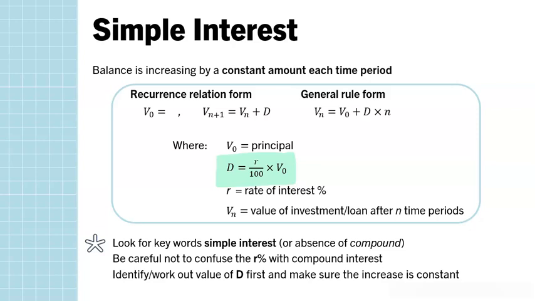Be careful not to confuse just because you see a percentage rate that it's compound interest. Be really careful that you're checking what the key words are. They will always identify for you what you are doing. And a hint here, when you are working through a question like this, you need to calculate or identify your value of D first, and then put it into the rule form that you need to answer the question.